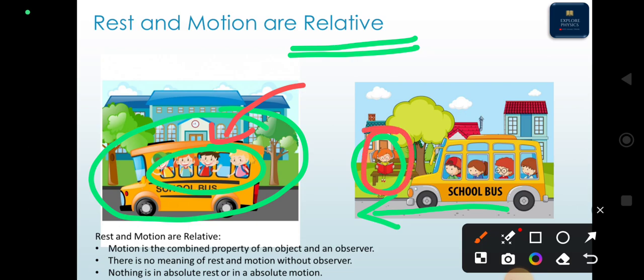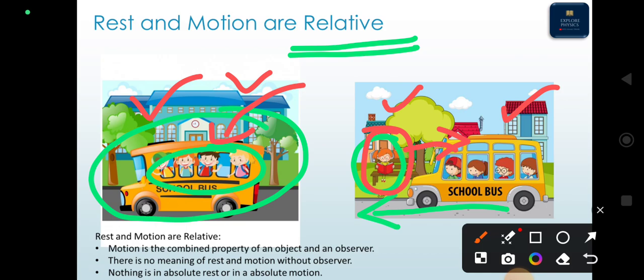But the person who is observing all of the students from outside the bus, according to them, they all are in the state of motion. The same situation is there: 4 or 5 members are inside the bus. According to the students who are already inside the school bus, they are in the state of rest. But the person who is observing them from the outside, according to them, they are in the state of motion. See here, I have made a few statements based on this, very important statements.